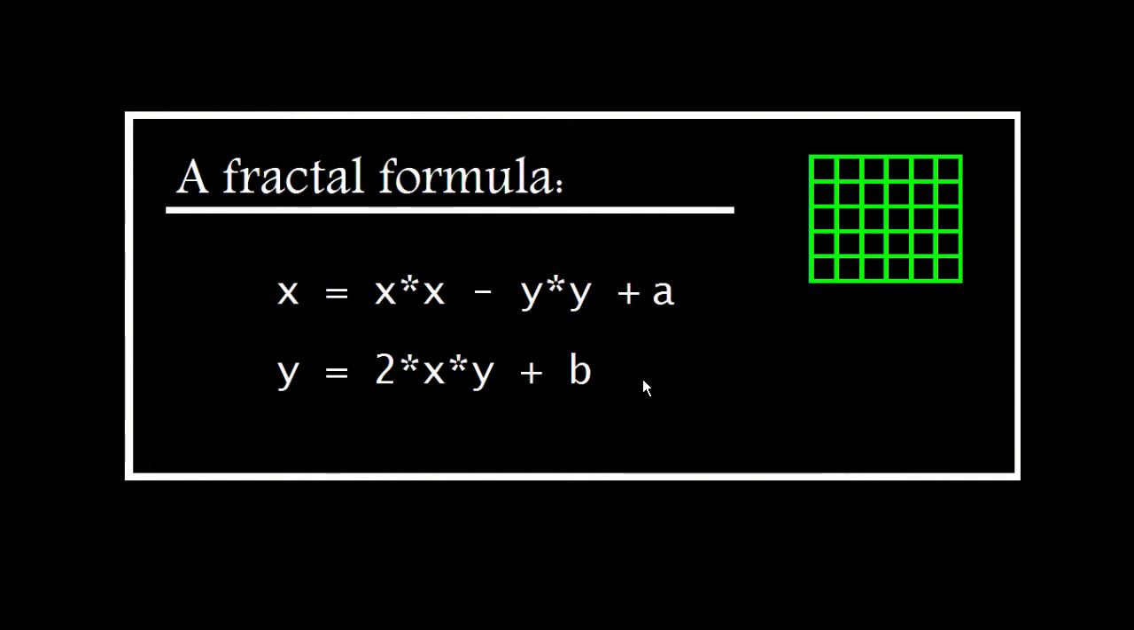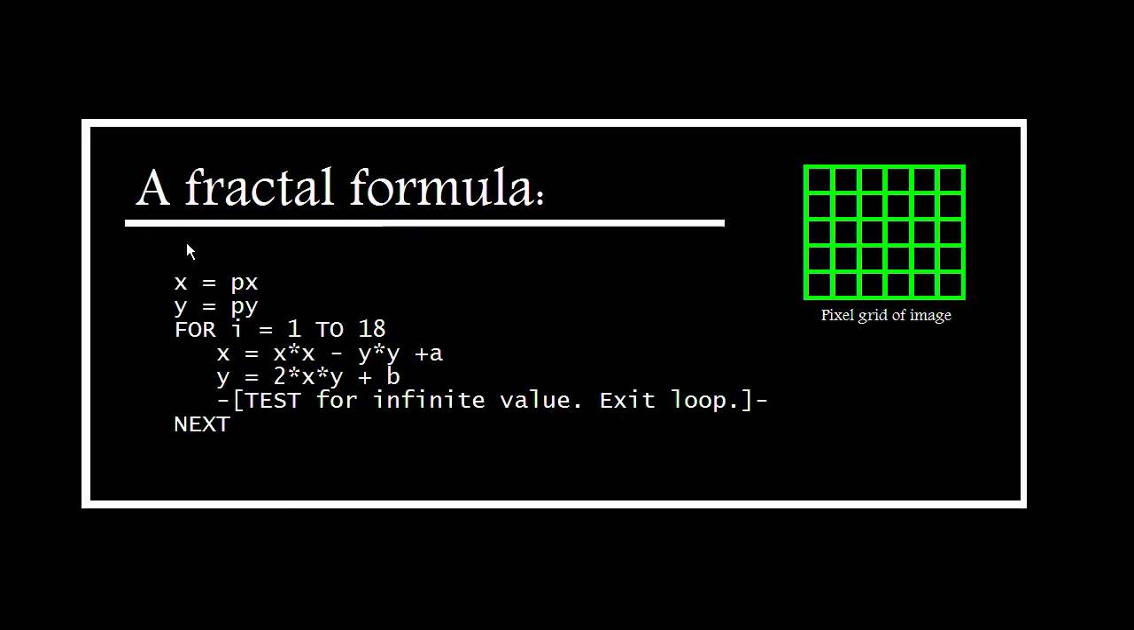Now, there's a lot of confusion over how to use these formulas, so that's what we're going to talk about today. To get started, we need to insert our fractal formula into a computer algorithm. You'll notice these two lines right here, that is our fractal formula. And we've inserted that into a for next loop. That loop is going to loop through up to 18 times to make a determination of whether a particular pixel needs to be colored white or black.